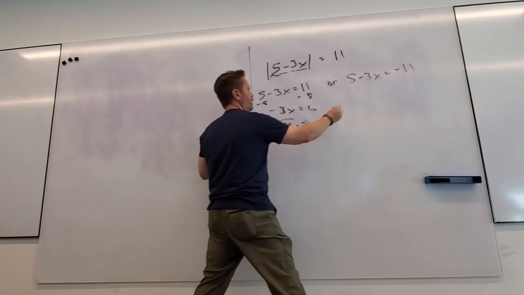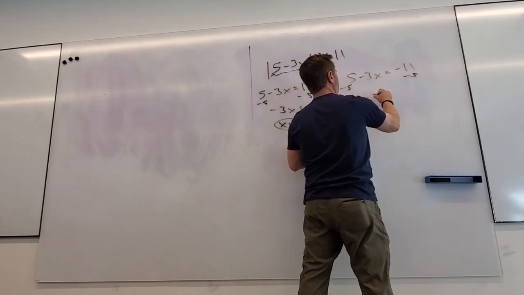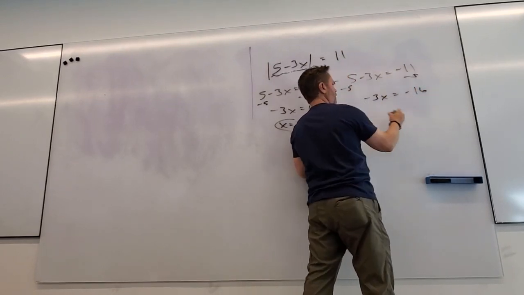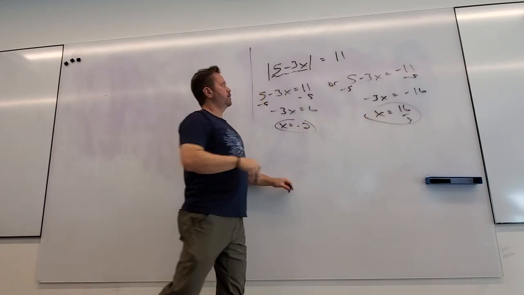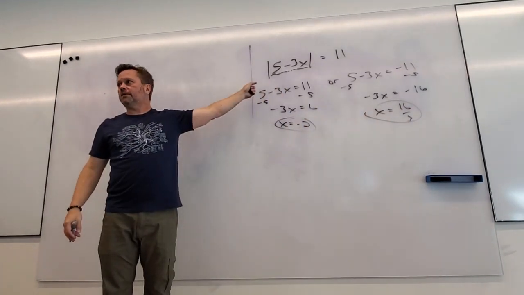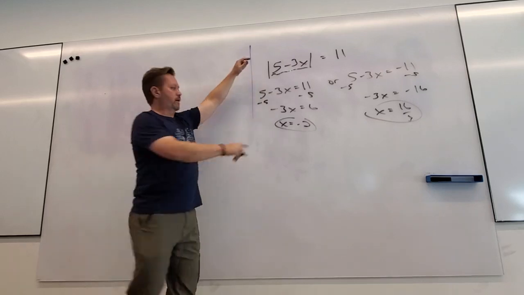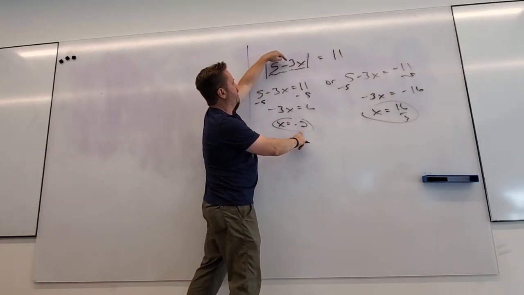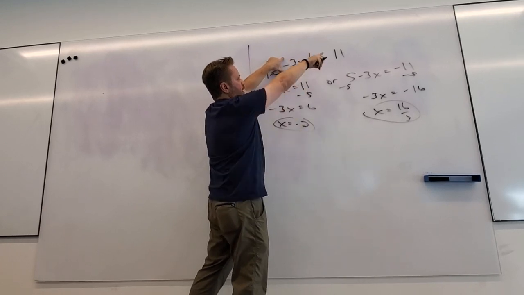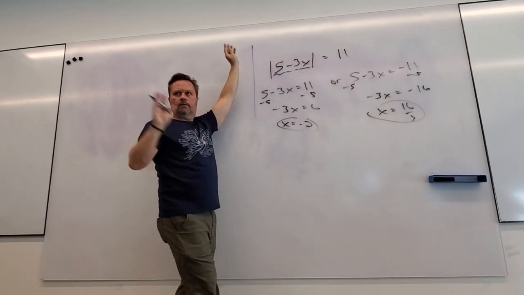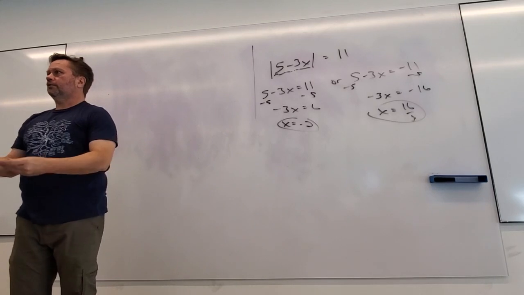Negative 2, and then here, 16 thirds. Yes. And of course, you can still plug it in there, right? So I plug a negative 2 in, I get 5 minus 3 times negative 2. I get 5 plus 6 is 11. Absolute value is 11, right? So you can still plug it in and check the solution, of course.